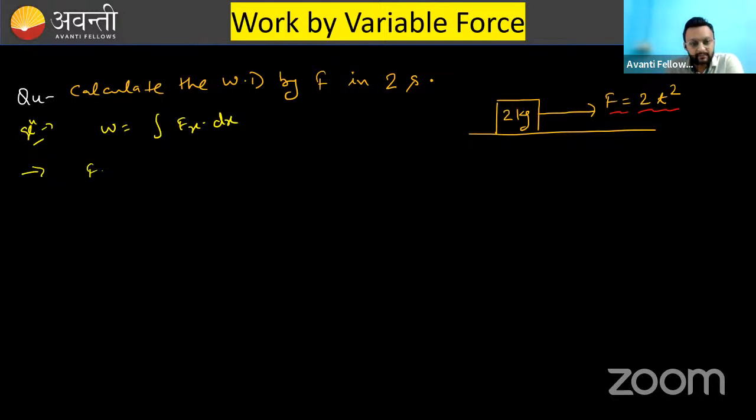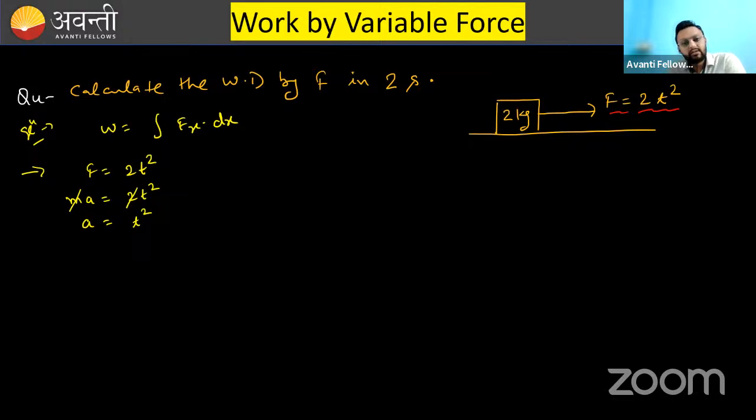Force is given as 2t square. From Newton's laws of motion, force is equal to mass times acceleration, that is ma. So A will become, as mass is given as 2 kg, this 2 kg will cancel out with this 2. So A is equal to t square. We got acceleration is t square. Acceleration depends on time.